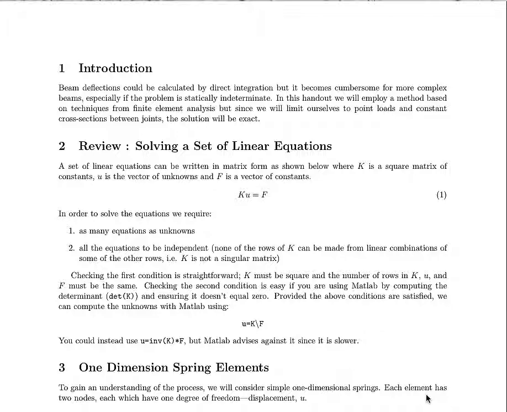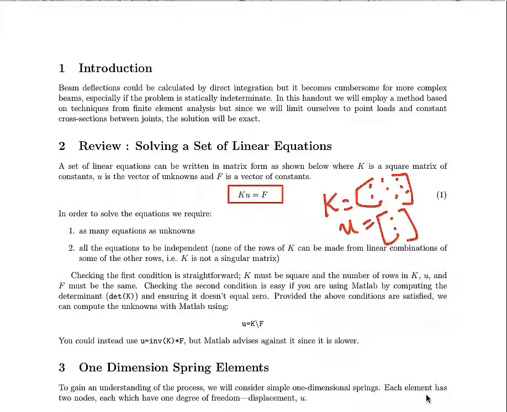So how do you solve systems of equations? A system of linear equations, we put it in a matrix vector form, as you can see here. So it is K times U equals F. K is a matrix, like a square matrix, and U is a vector. So this will be a matrix full of numbers here, and this is just a column vector, and F is also a column vector, so I will have numbers here.